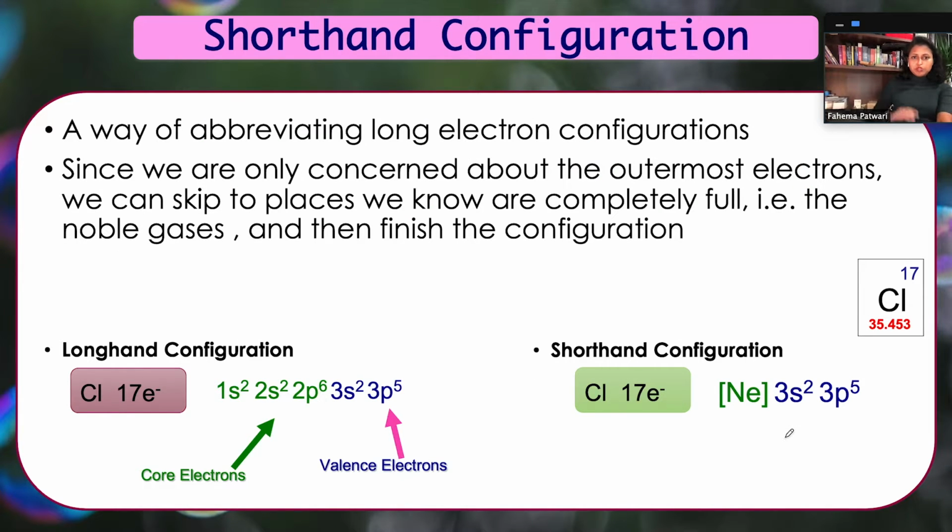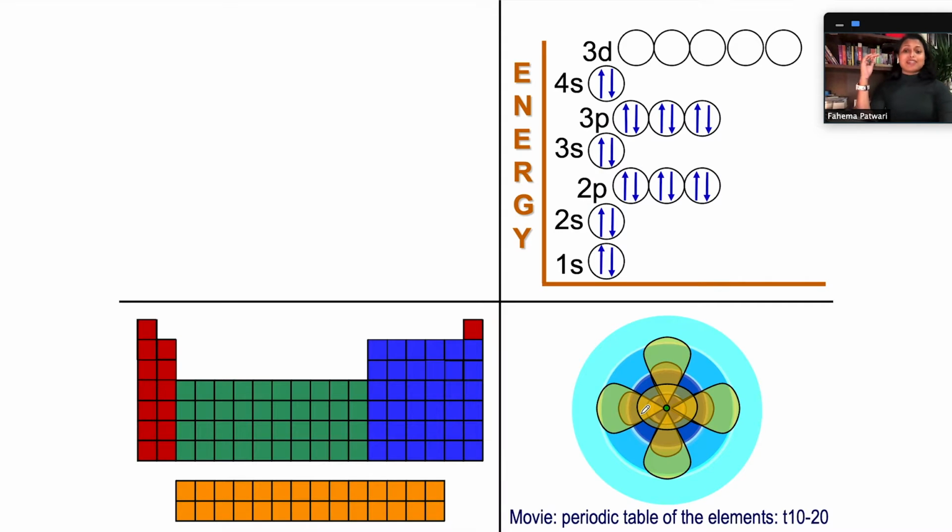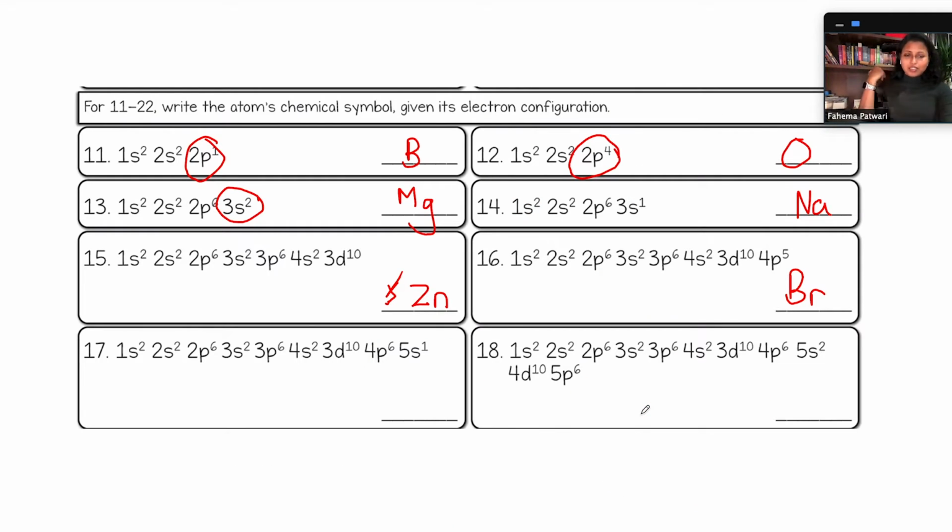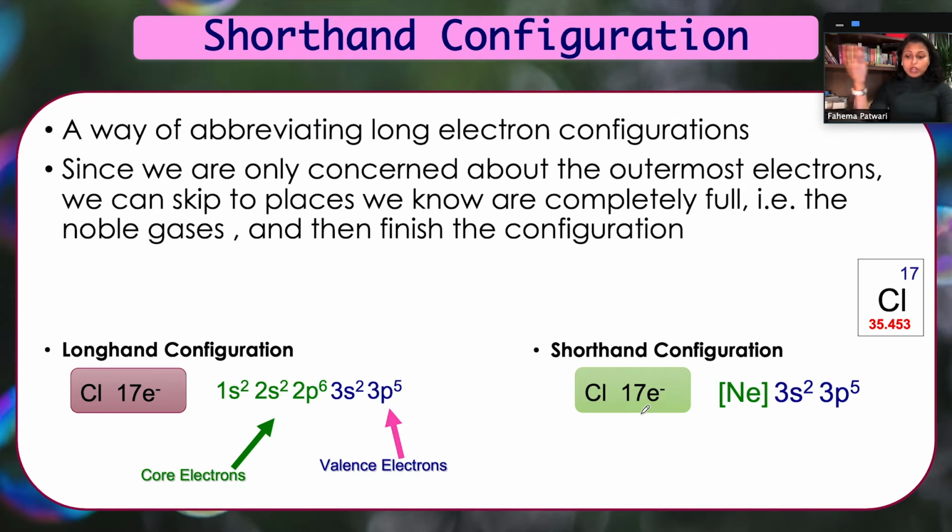All right, let's keep on moving. Okay, so you might have noticed back here, some of these electron configurations get very long, right? That's tedious, it's annoying to write. So there is a shorthand notation. It's a way of abbreviating long electron configurations. Since the most important electrons are the valence electrons on the outside, we can skip the parts that we know are full, and then finish the configuration.